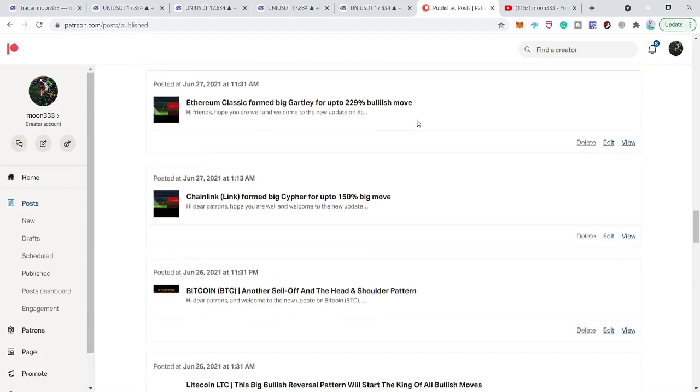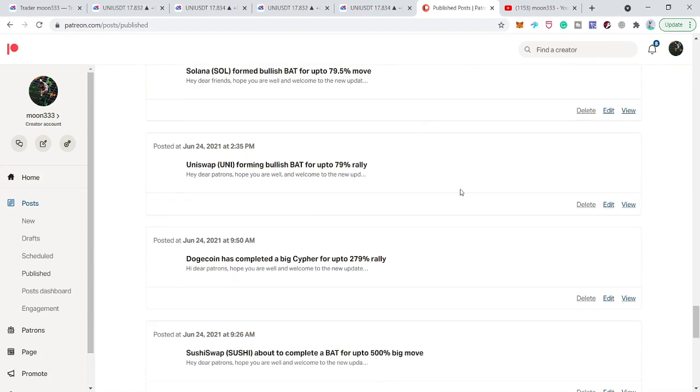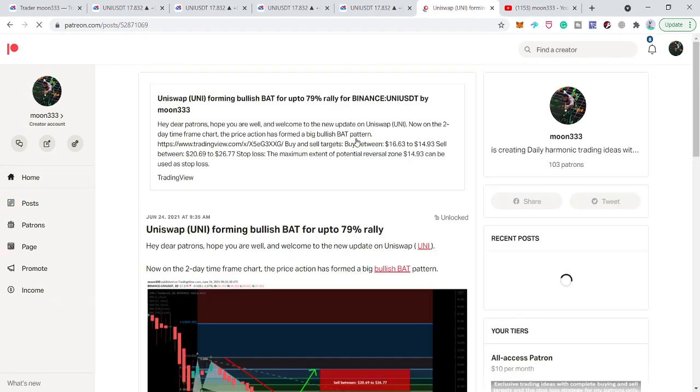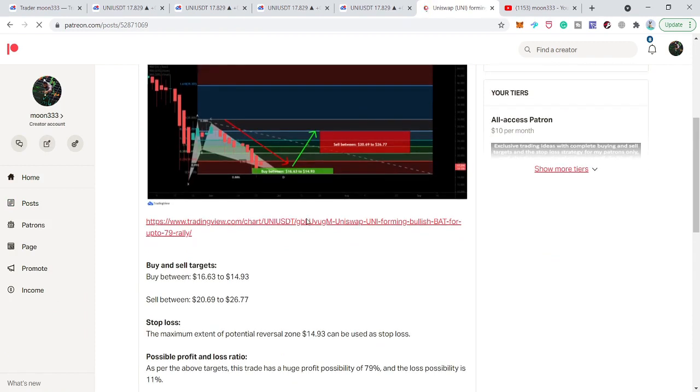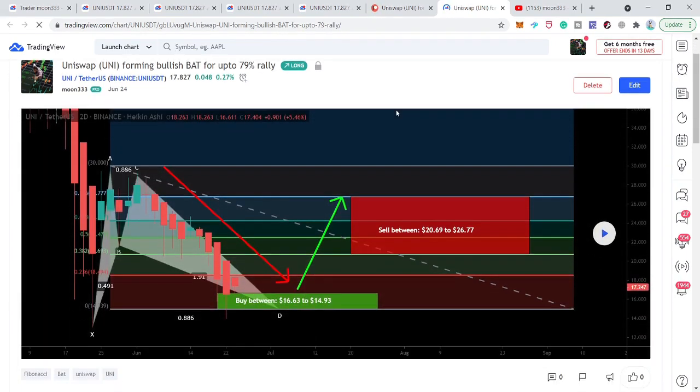And this was the idea that I shared on 24th of June when Uniswap completed the bullish bat and entered in the buying zone. Let me open the chart, and I'm just going to play the chart to show you how the chart is behaving. You can see that at that time the price action already had visited the buying zone or the potential reversal zone of this bullish bat, and this bat has been formed on the 2-day chart, and I'm expecting up to 79% rally this time from this harmonic move.